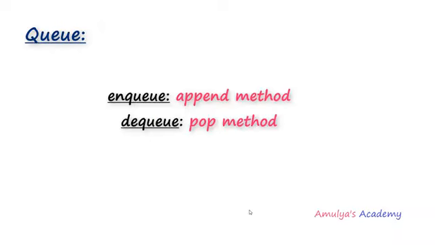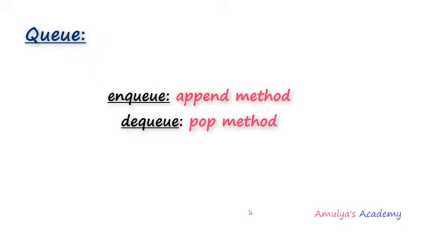For the enqueue operation we can use the append method, which will add the element at the end of the list or queue. And for the dequeue operation, that is to remove an element from the queue, we can use the pop method. In the previous tutorial, while implementing the stack using a list, we used the same methods, right? Append will add the element at the end and pop will remove the element from the end. So if I use append and pop, it will create a stack, right? But here we want a queue.